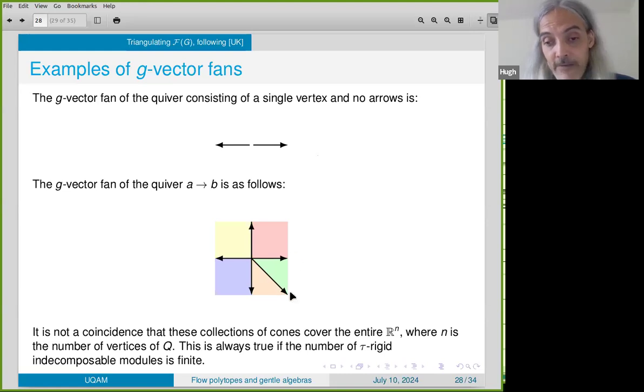For this quiver, we have two projective indecomposables with these two rays. We have the simple non-projective, which is this ray, and then we have the two shifted projectives, whose classes are the negatives of the classes of the projectives. So the basis is the projective at one of A and B, and this is the projective at the other. These are some examples of G-vector fans, and we have the compatibility that is drawn here. It turns out that if there are only finitely many rays, then the cones cover the whole space. So it's what's called a complete fan.